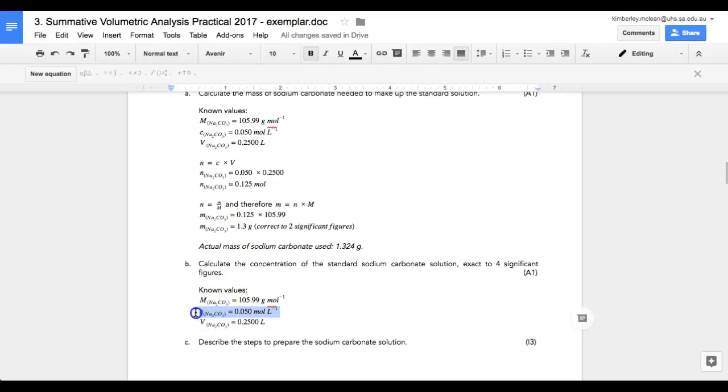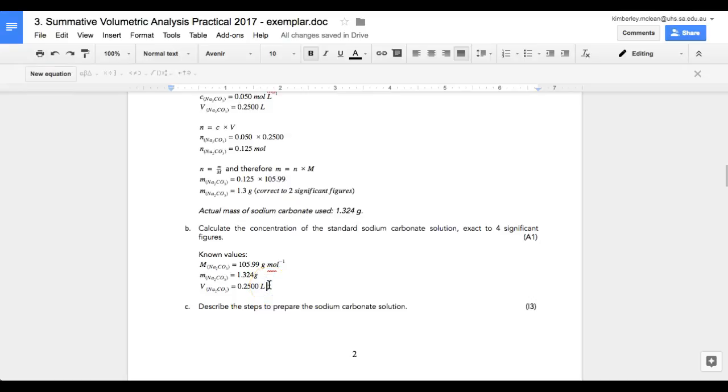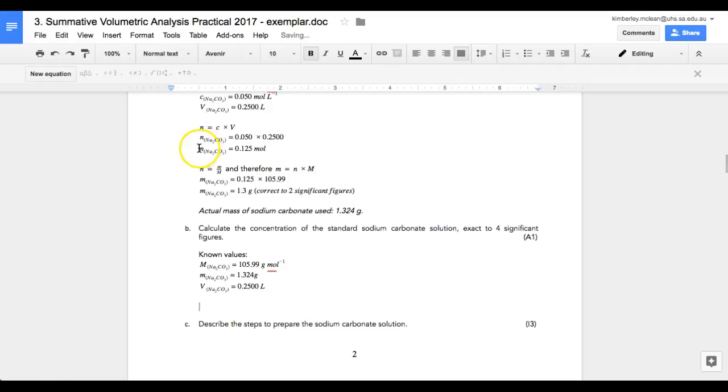We need to know this time, not the concentration, it's not known at this point, but the mass itself, and we take that from the actual mass specified above. So I'm going to pop in here 1.324 grams was the mass actually used, and the volume. Seeing as I know accurately the mass of sodium carbonate that I have and the volume, the linking quantity between those two is going to be the number of moles. I'm just going to borrow again from up here. Number of moles of sodium carbonate equal to, pop that in here.